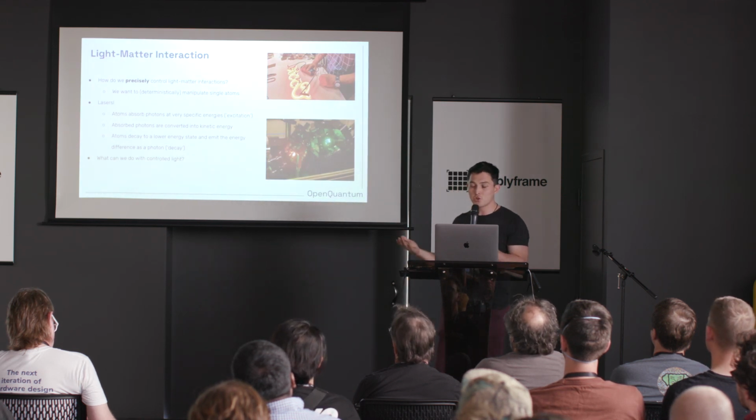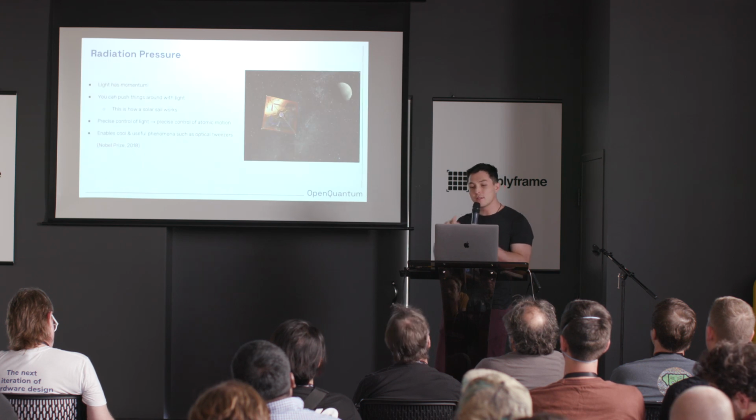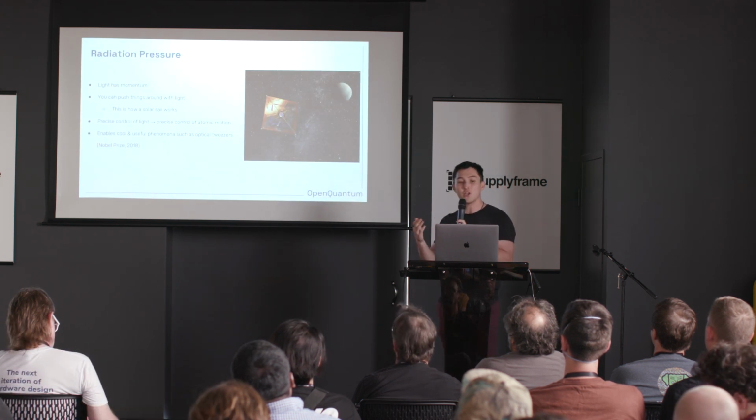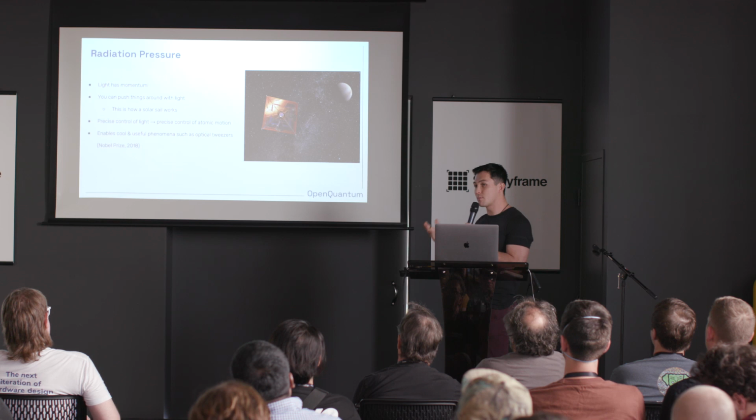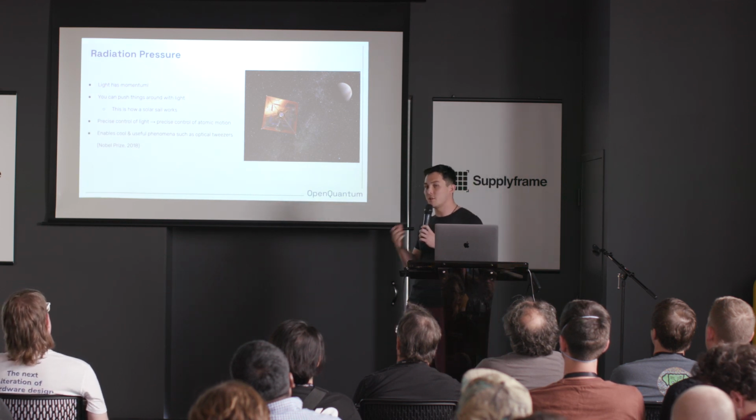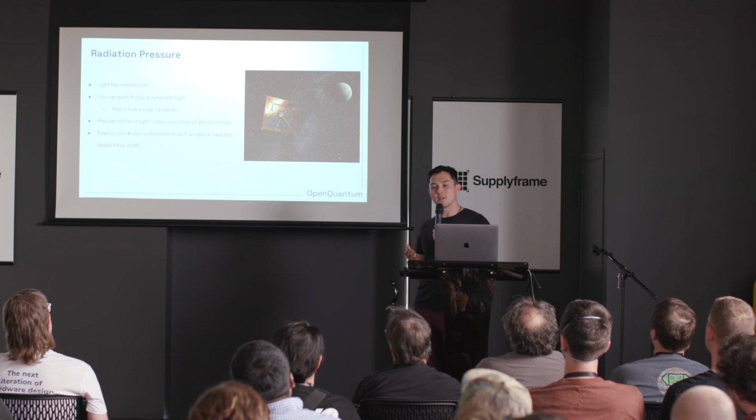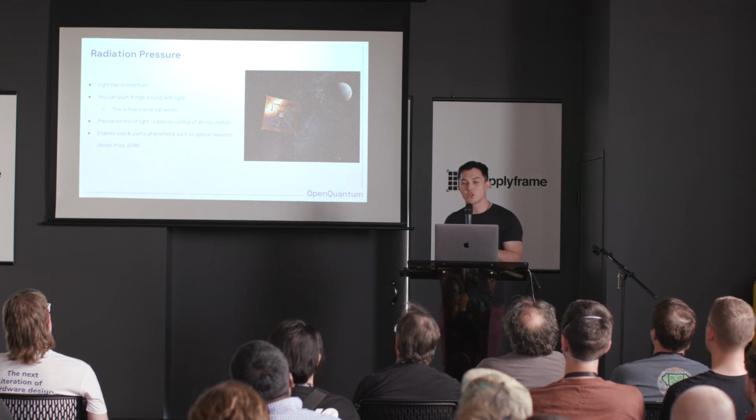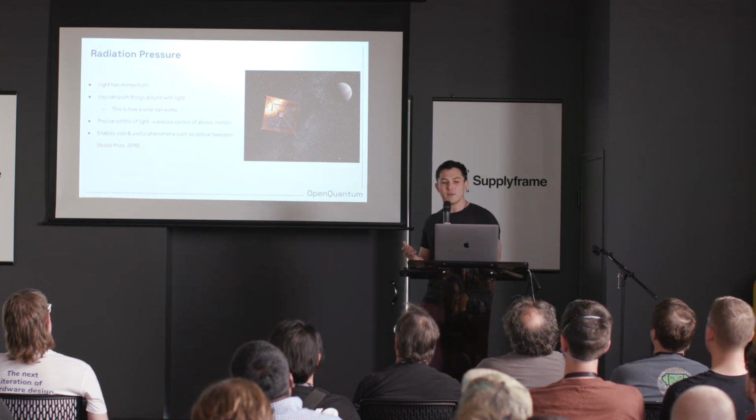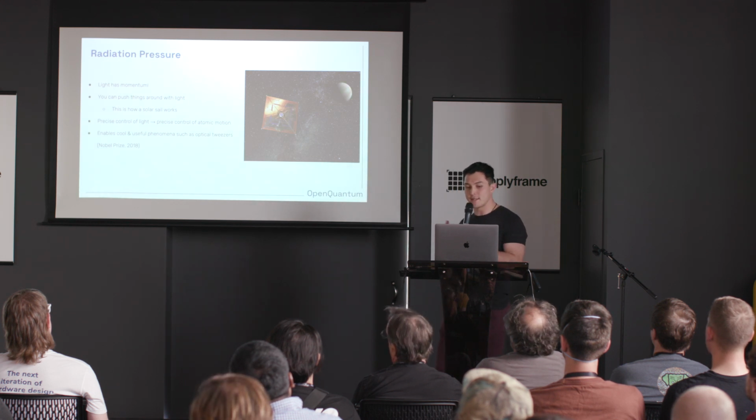So now once we have controlled light, what can we do with it? Well, one of the simplest examples of this is radiation pressure. So light has momentum. This is sometimes unintuitive because in classical mechanics, we learn that momentum is the product of mass and velocity. But actually, when you get to relativity, you find out that light has momentum because it has energy.